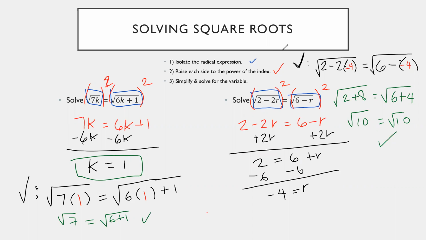Now, don't forget, you do have to check for extraneous solutions as shown over on the right, and you get a true statement like the square root of 10 is equal to the square root of 10.